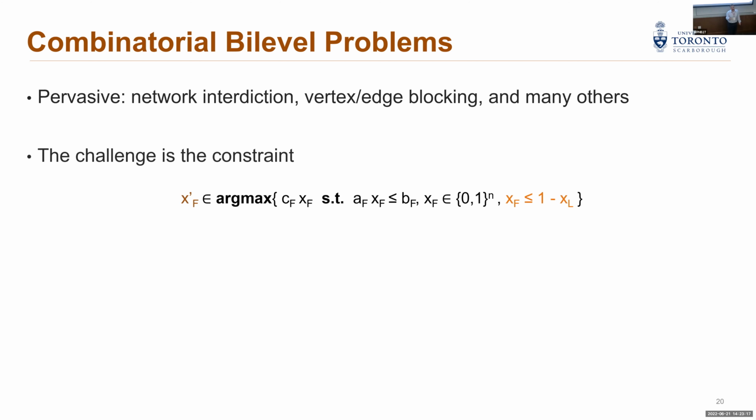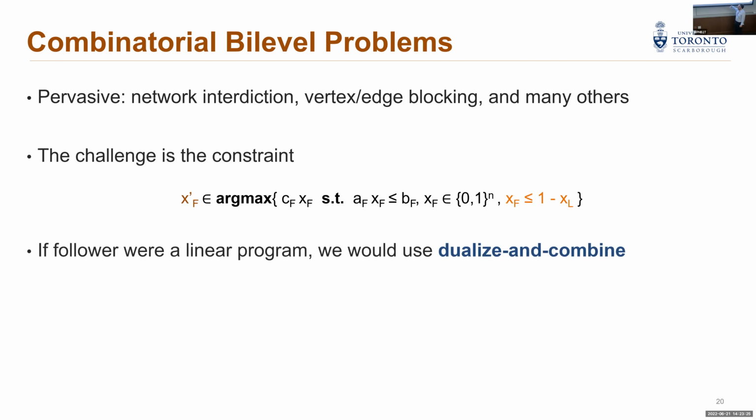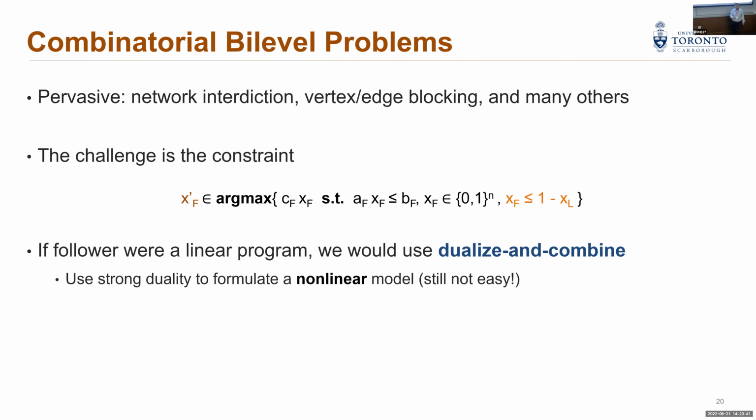The challenge is essentially this constraint here, right? How do we represent this constraint, because how do we represent the set of optimal solutions of a problem? And there are a number of techniques. For example, if this problem were a linear program, we could use strong duality, right? The primal and the dual are the same, so we would have a feasibility description of the set of optimal solutions, but it's still not easy. It's still going to be a non-linear problem, still not easy, but you can do it. At least you're going to have a single-level non-linear problem.